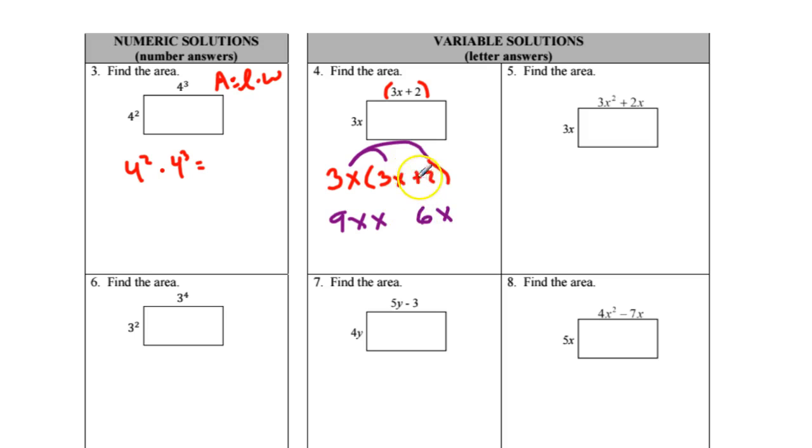And then in the middle, this was a plus sign. This was positive, so positive times a positive will be positive. And then if you have these two x's, you want to simplify that. So this will be 9x squared plus 6x. Okay, so that's how you do that one. All these other three will be just like that.